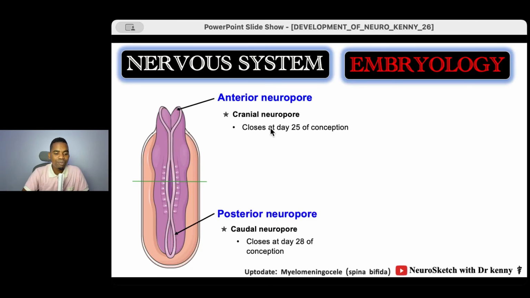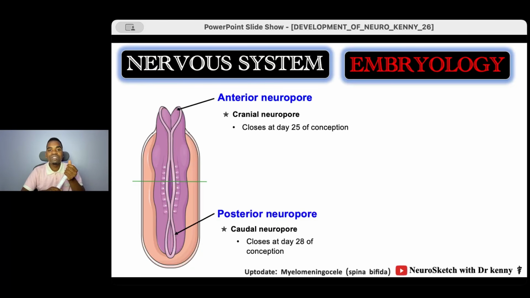The anterior neural pore closes at day 25 of conception. From conception to closure, it takes 25 days. But the posterior neural pore closes 2 to 3 days after the closure of the anterior neural pore. The posterior neural pore stays open for 2 to 3 days to allow exchange of material between the neural tube and the amniotic fluid, the adjacent fluid. So it later closes at day 28 of conception to completely close the neural tube.